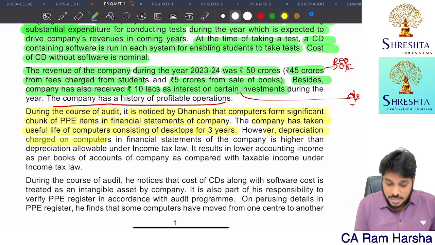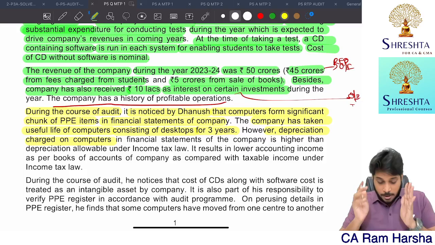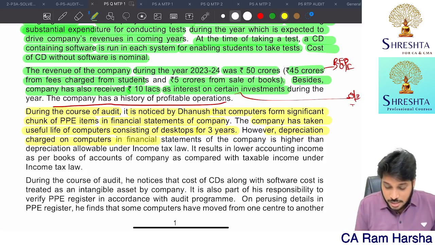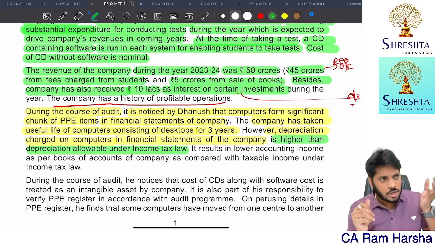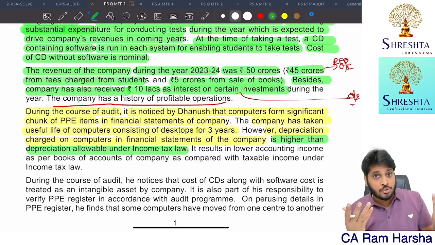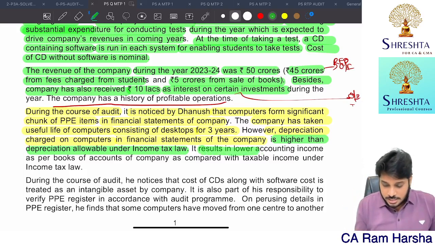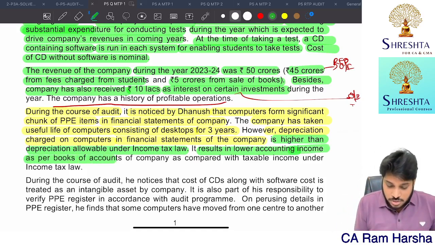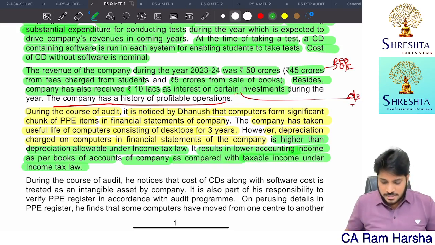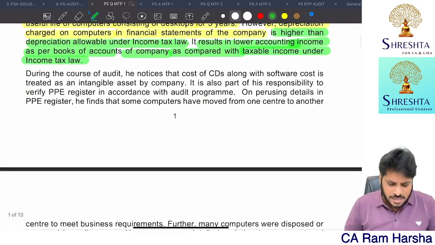However, depreciation charged on computers in the financials of the company is higher than depreciation allowable under income tax law. Obviously, in income tax we follow the block of assets approach and income tax rates, whereas in the Companies Act we follow Schedule 2 rates. It results in lower accounting income as per the books of accounts of the company as compared with taxable income as per the income tax law. Okay, fine, let it be.